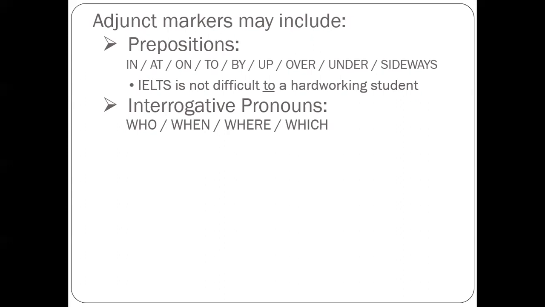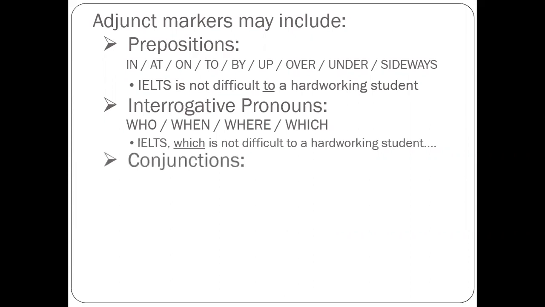So you can use interrogative pronouns as well: who, when, where, which. IELTS, which is not difficult to a hardworking student. There. So did you see how the subordinate clause followed the subject, and then after that you have the verb and then the object? So it's not really just a matter of being in front of the main clause or at the back of the main clause. The subordinate clause can be somewhere in the middle. Incredible.